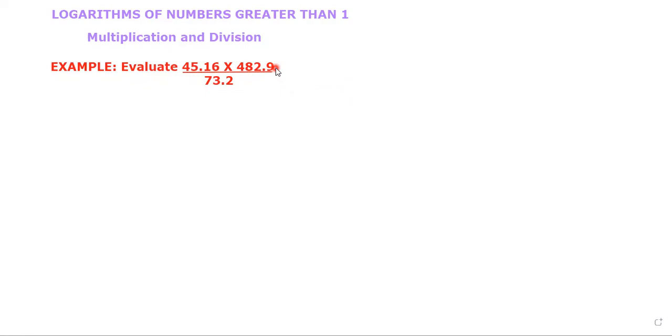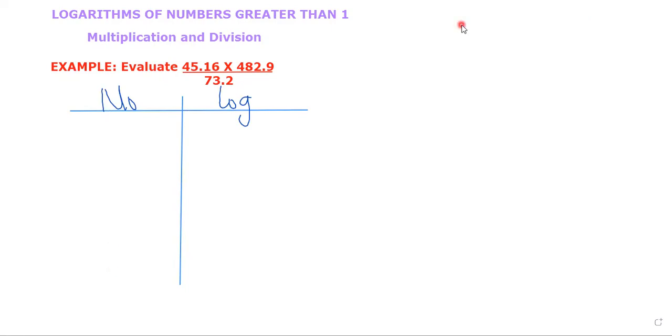First, we'll put it in a tabular form just so that our work looks neat. So I'll start by drawing a table. We have a column for the number, and we write our logarithm this way. We'll first put each of the numbers we have in the question underneath the number part here.